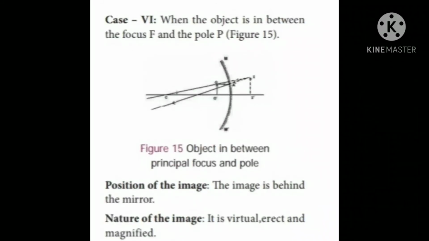Case 6. When the object is in between the focus F and the pole P, then the position of the image will be behind the mirror and the nature of the image will be virtual, erect and magnified.